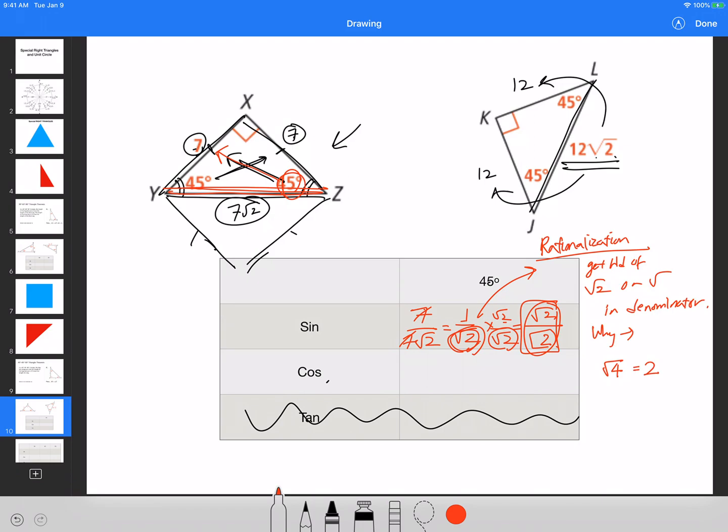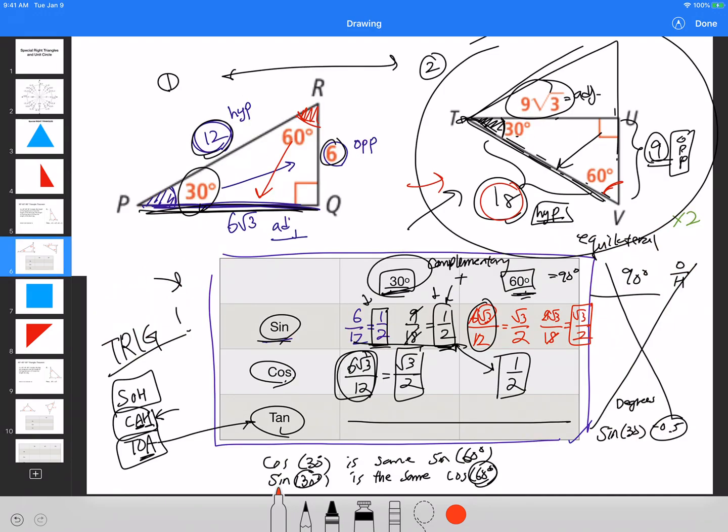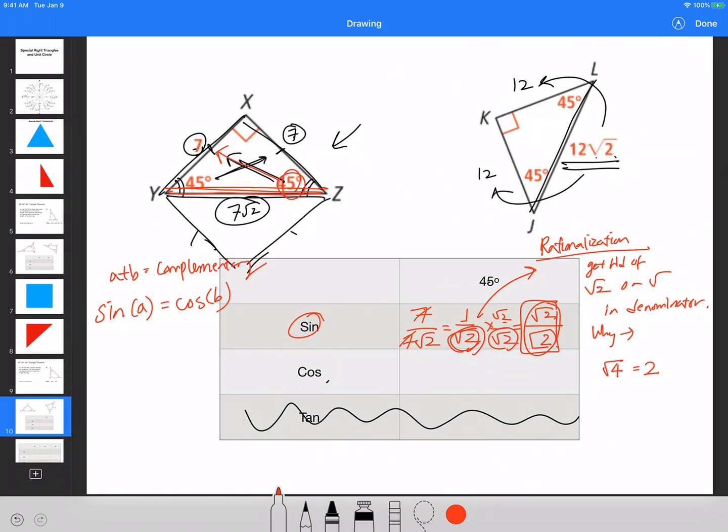Now going back from what we talked about, sine of angle A is equal to cosine of angle B as long as those two angles are complementary. We talked about that from our 30, 60, 90 degree triangles, right? If these two statements held true, then what can you tell me about sine and cosine of 45 degrees?